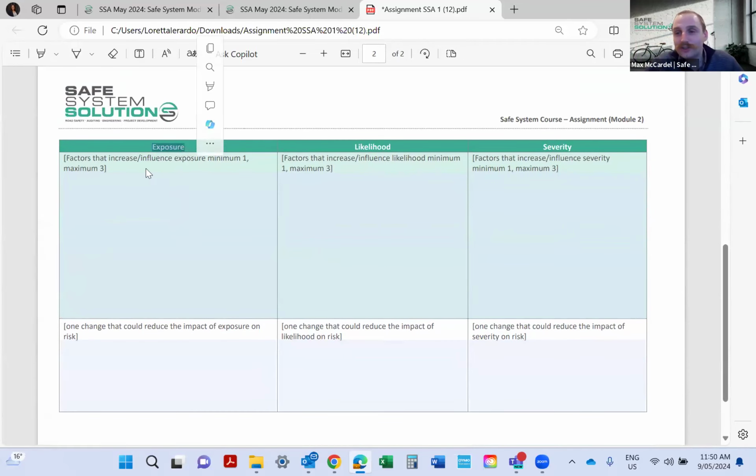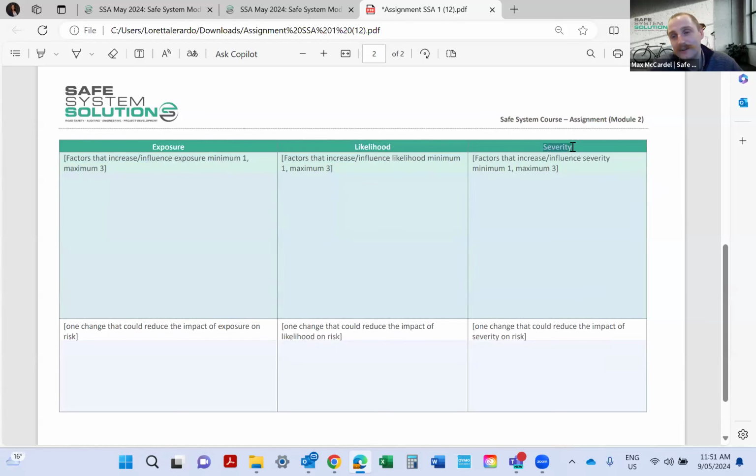So we've got 2 rows there. The first row is saying, give us factors that increase or influence exposure. Right? So in that little box there, we'll get you to say a minimum of 1, a maximum of 3 things for that. Dot points is completely fine. Please do dot points. Same discussion if you go across to the right for likelihood: factors that increase or influence the likelihood.